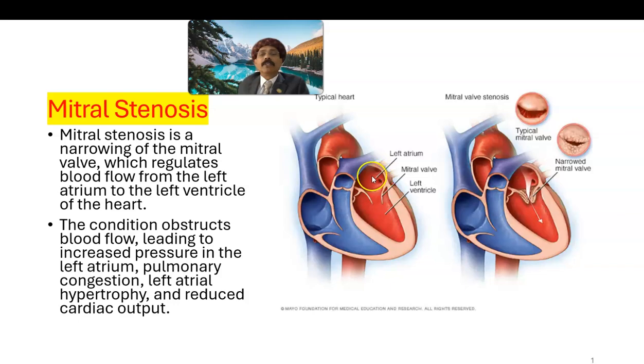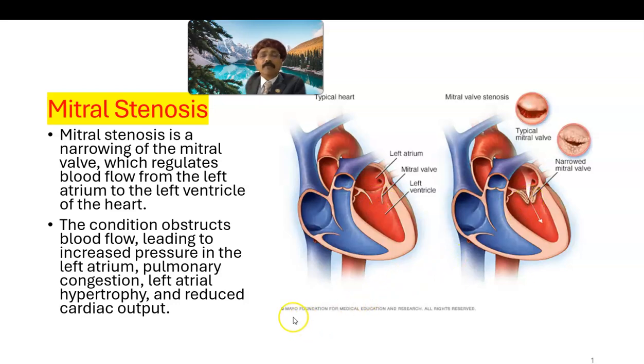So this is the left atrium, this is the left ventricle, this is the mitral valve, or left atrioventricular valve. This is a bicuspid valve, just two cusps, and this is a normal heart. From the lungs, the oxygenated blood comes to the left atrium, then goes through the mitral valve to the left ventricle. But in case of mitral valve stenosis, this passage is narrowed like this.